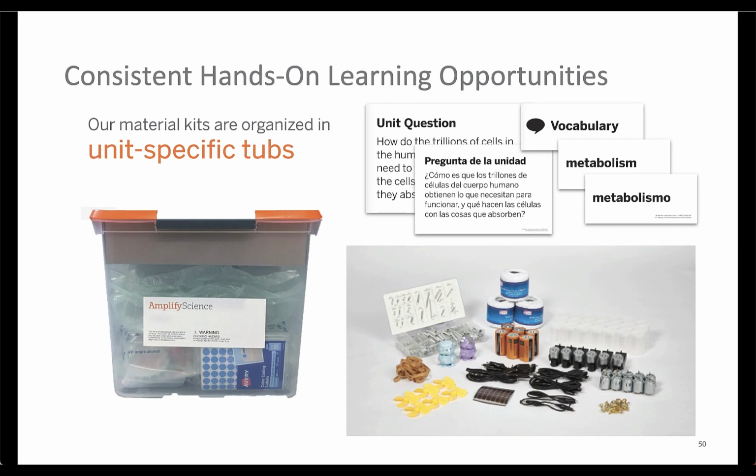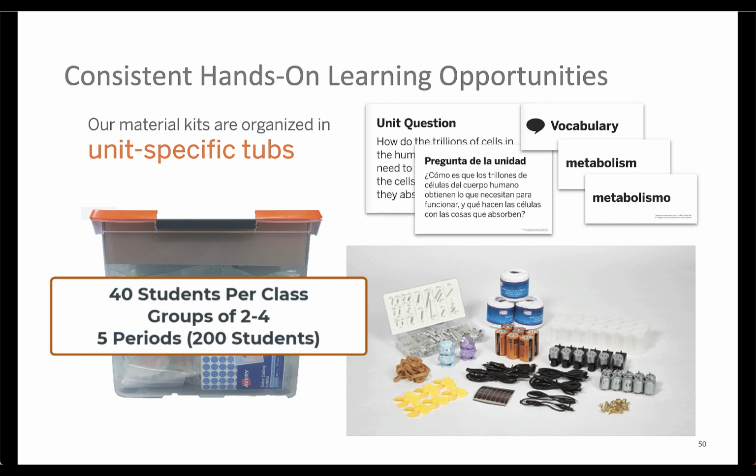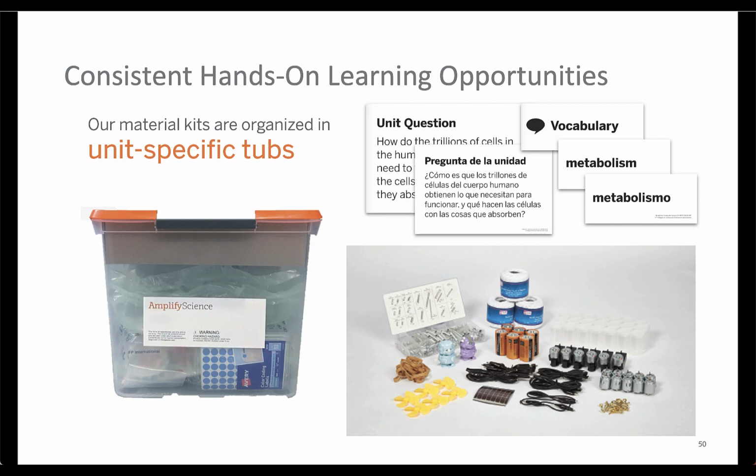When we talk about the material kits, each unit would have its own unique material tub. As you can see here, it includes all the print resources in the top part of the box, but then all the hands-on manipulatives needed to complete the science investigations. In each kit, you have enough resources to support a classroom of 40 students, organized in groups of 2 to 4, and that includes up to 5 periods a day. So over 200 student uses come with each specific tub. We do offer refills as part of the process to refill the consumable components in the tub every 2 years.